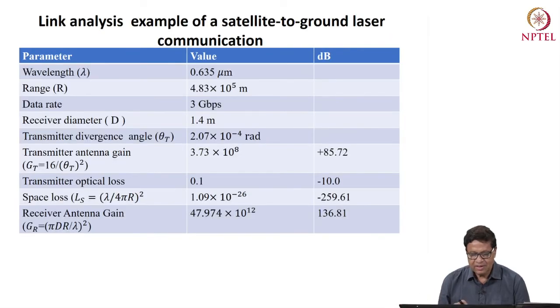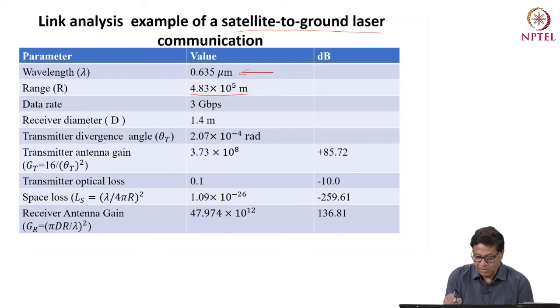Now let us see a link analysis example of a satellite to ground laser communication. And this distance is going to be huge. So right now I have considered the wavelength as 0.635 micrometer. Range, this distance is quite high, of this order. We are talking about satellite to ground, and I'm also talking about a high data rate, that is 3 gigabits per second. The receiver diameter, let us assume, is 1.4 meter.